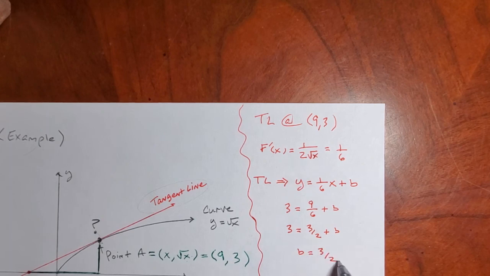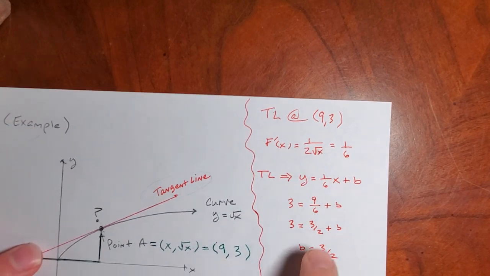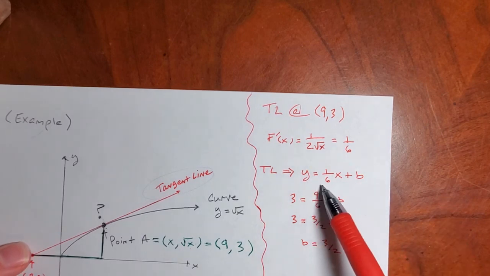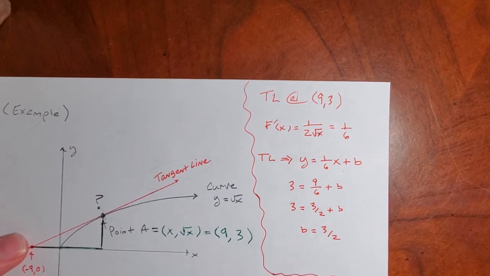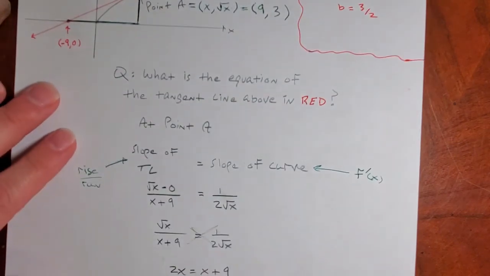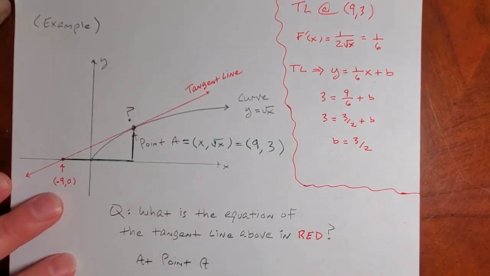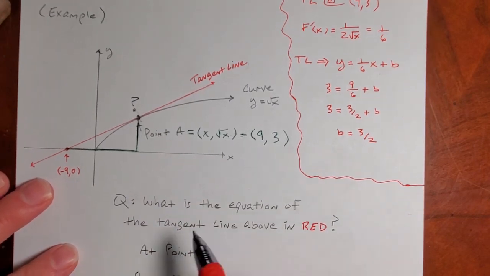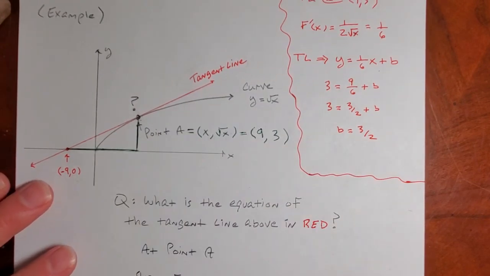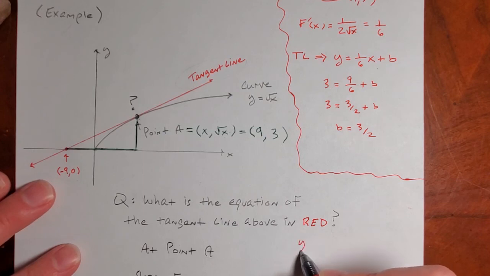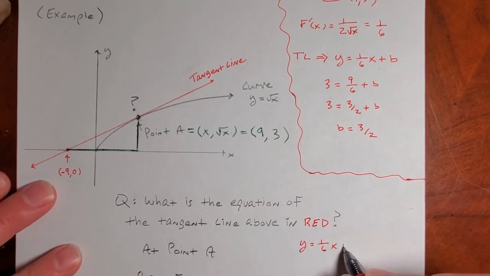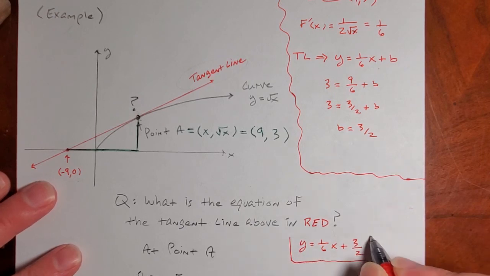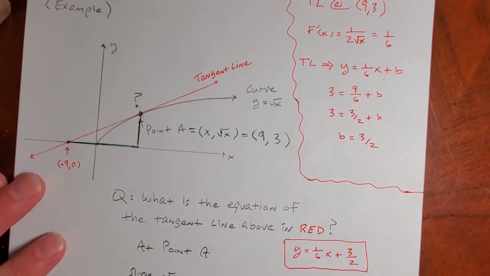All right, so finally we have an answer. The equation of the tangent line is y equals 1 over 6x plus 3 over 2. Okay? And I did all this work, right? I want my final answer to this question to stand out. So the equation of the tangent line that's in that picture in red is y equals 1 over 6x plus 3 over 2. Okay. And there you have it.